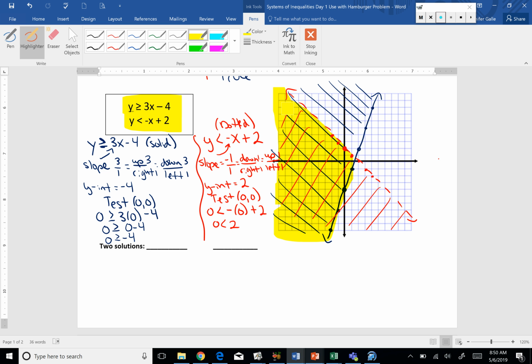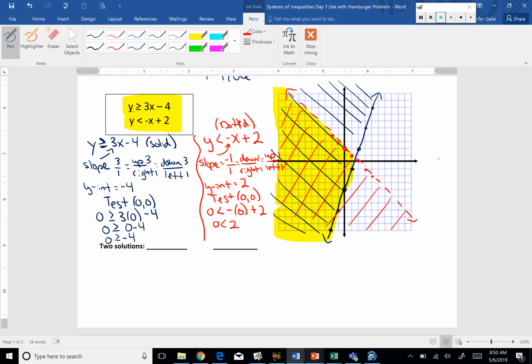So for my first inequality, that was my bluish color up here, any ordered pair shaded blue would make the top one true. Any ordered pair shaded red will make the second one true. So the ordered pairs that will make both true are where my red and blue overlap, where I have it highlighted bright yellow now. Okay, so we're taking two inequalities from last week and putting them on one graph. That's the idea.